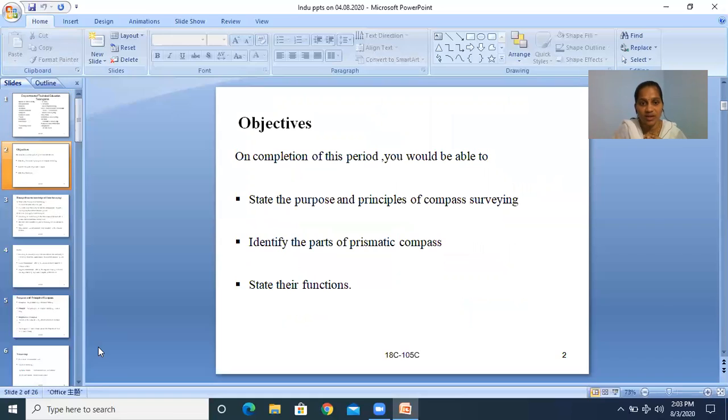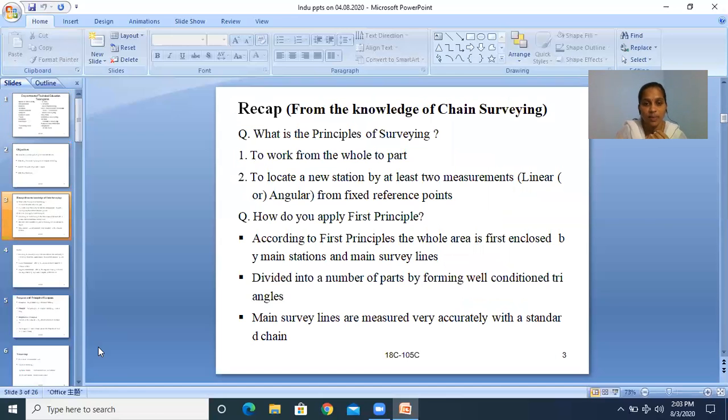Objectives of compass survey. On completion of this period, you would be able to state the purpose and principle of compass surveying, identify the parts of the prismatic compass, and state the functions of the parts of the prismatic compass. Then, first, the introduction.